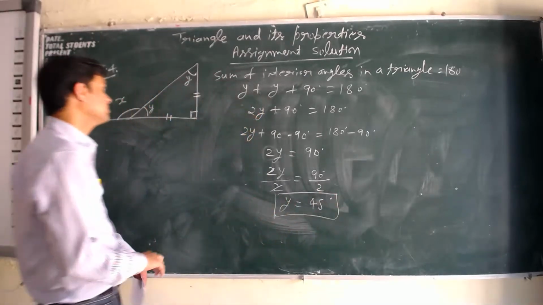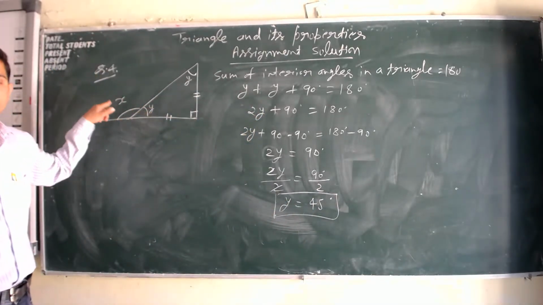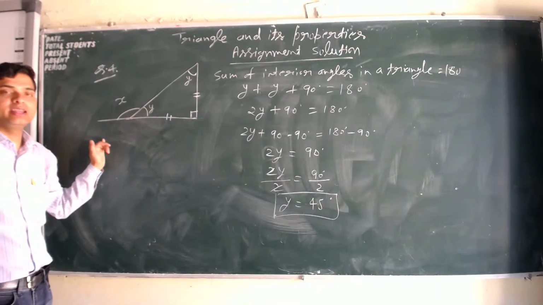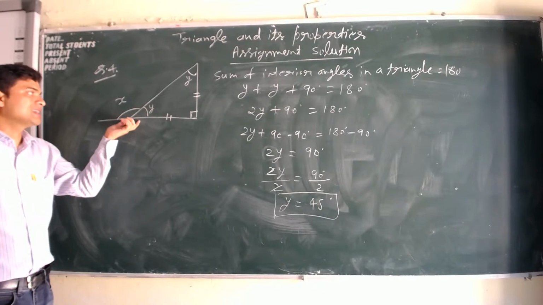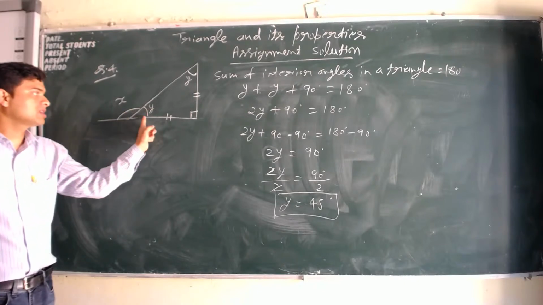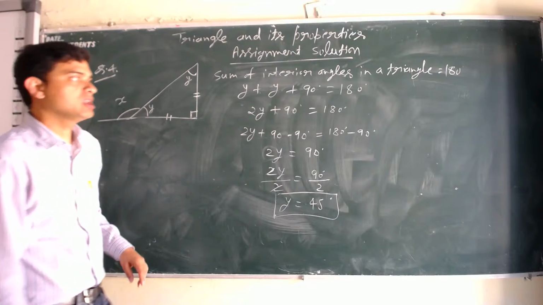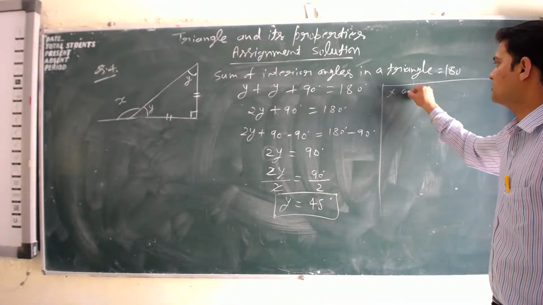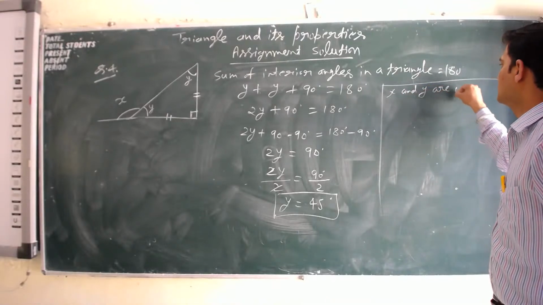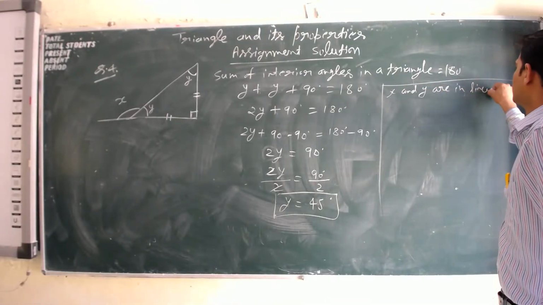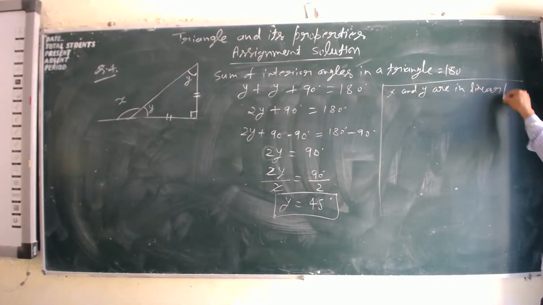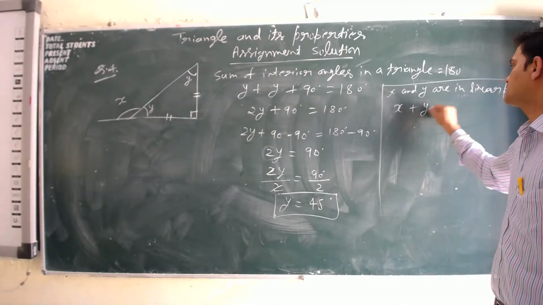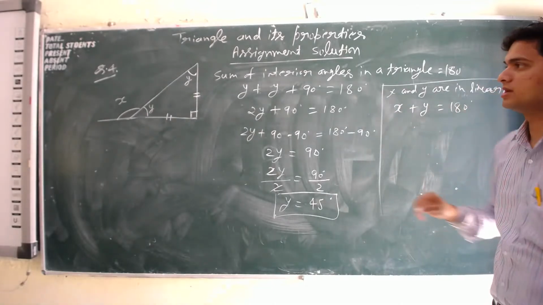So this is what we had considered. We have to calculate x. So x and y are the linear pair of this triangle. So they are adjacent angles and a straight line is forming, so it means linear pair. And the sum of a linear pair is how much? 180. Okay, x and y are in linear pair. Okay, it means x plus y is equal to 180 degrees.